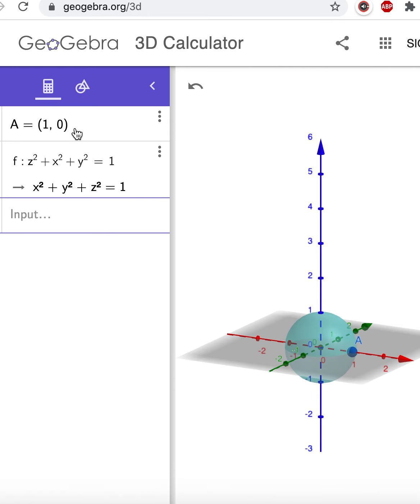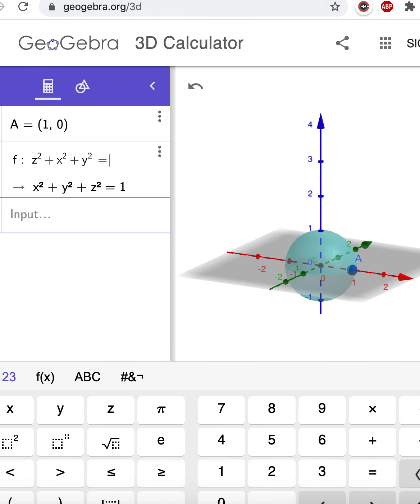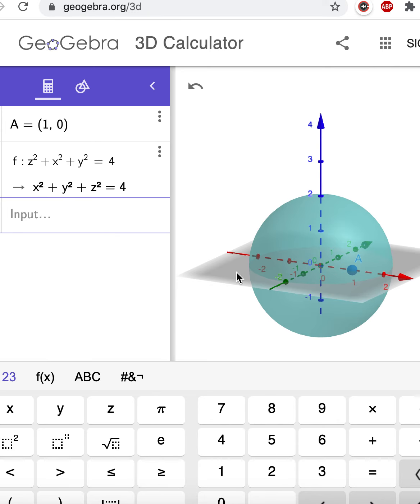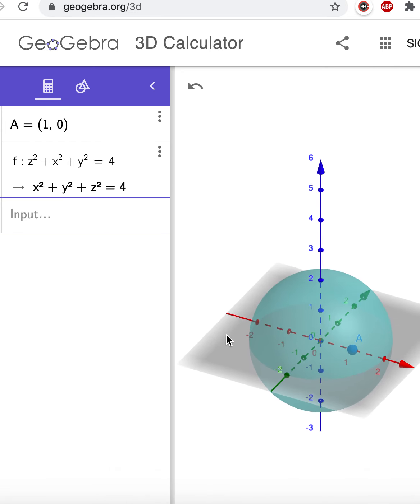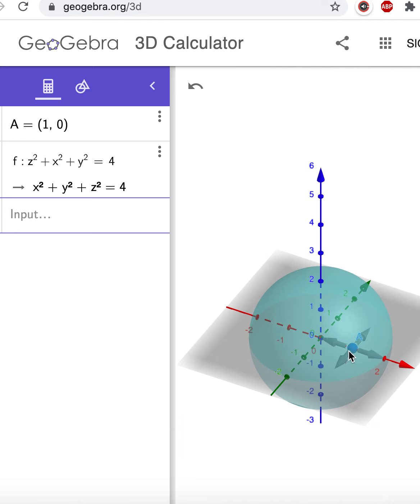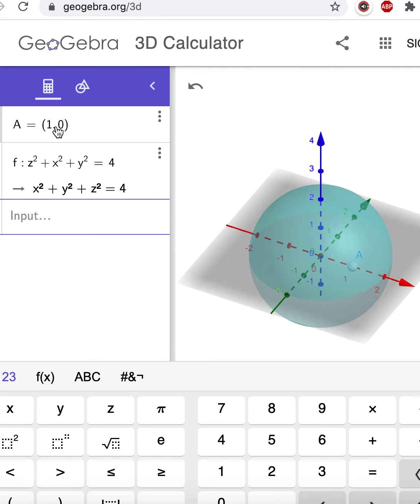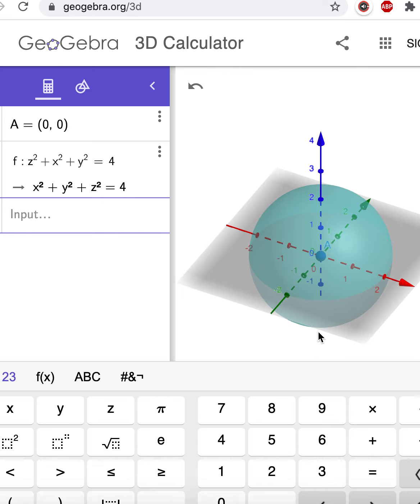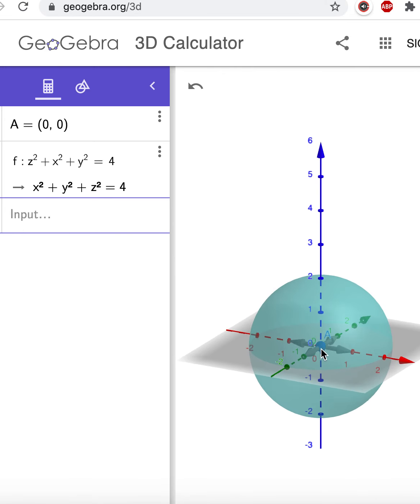And maybe let's make our radius just a little bit bigger. Now, take any given point on the coordinate plane of x, y. Take the origin, for example, 0, 0. Now, if you were to draw a vertical line along the z-axis here, how many times would you intersect the surface, right?